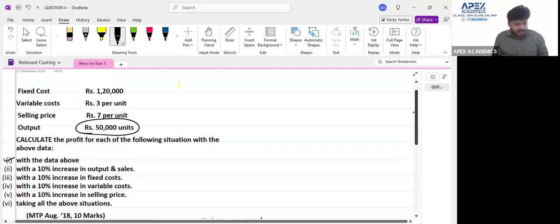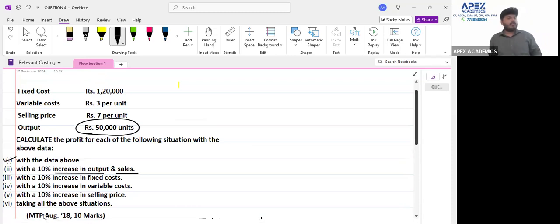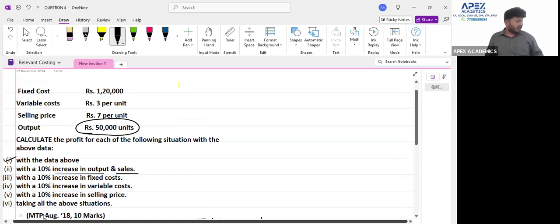First one: with a 10% increase in the output and the sales. What is the meaning of this? The output is increasing by 10%. So now what will your output be? The output will now be 55,000 units. And the sales will also be 55,000 units in lack of information. Agreed or disagreed? Agreed.